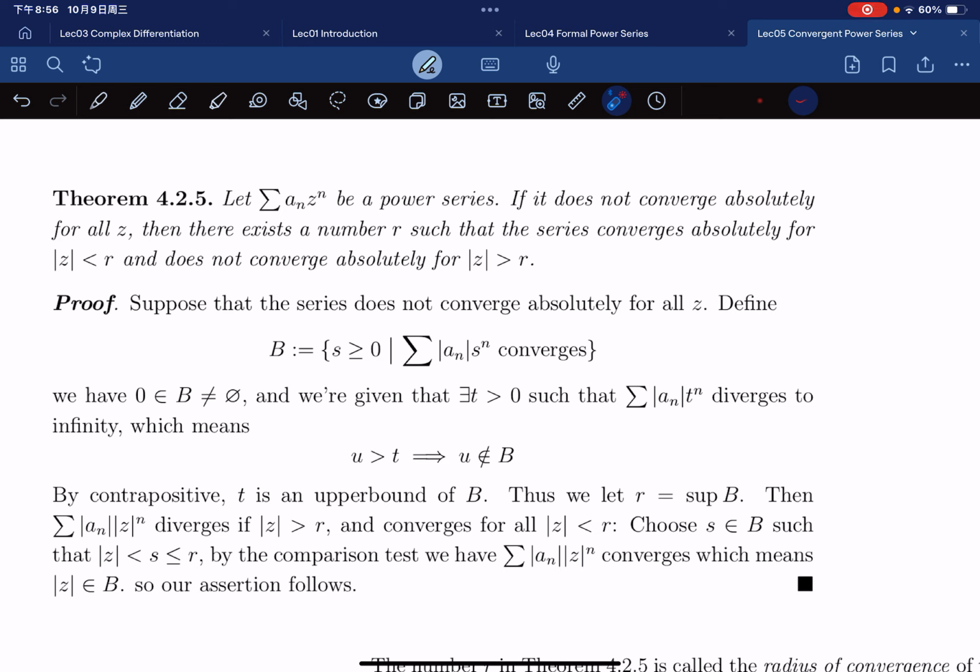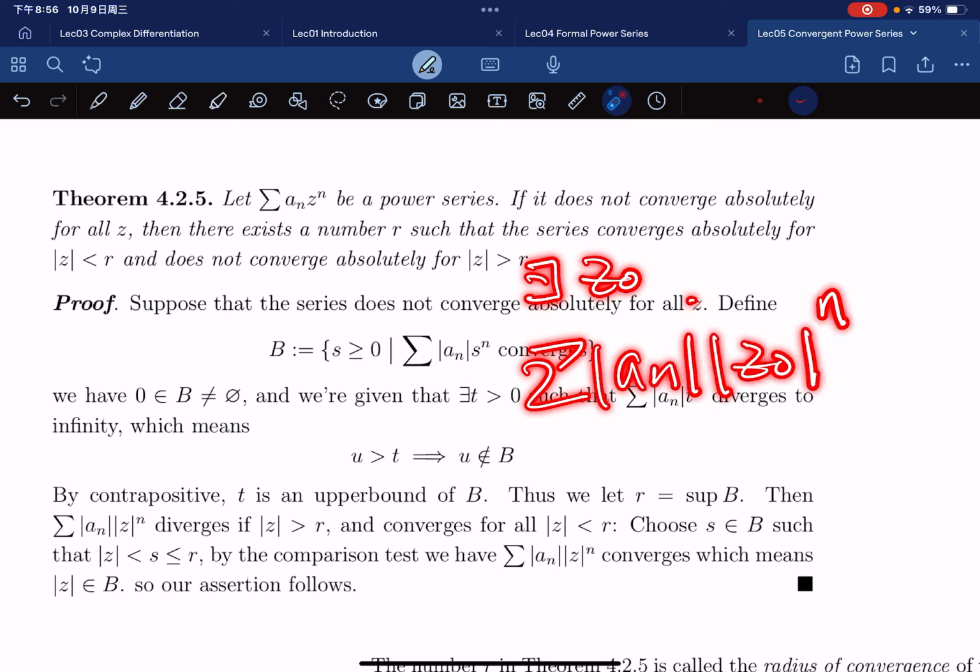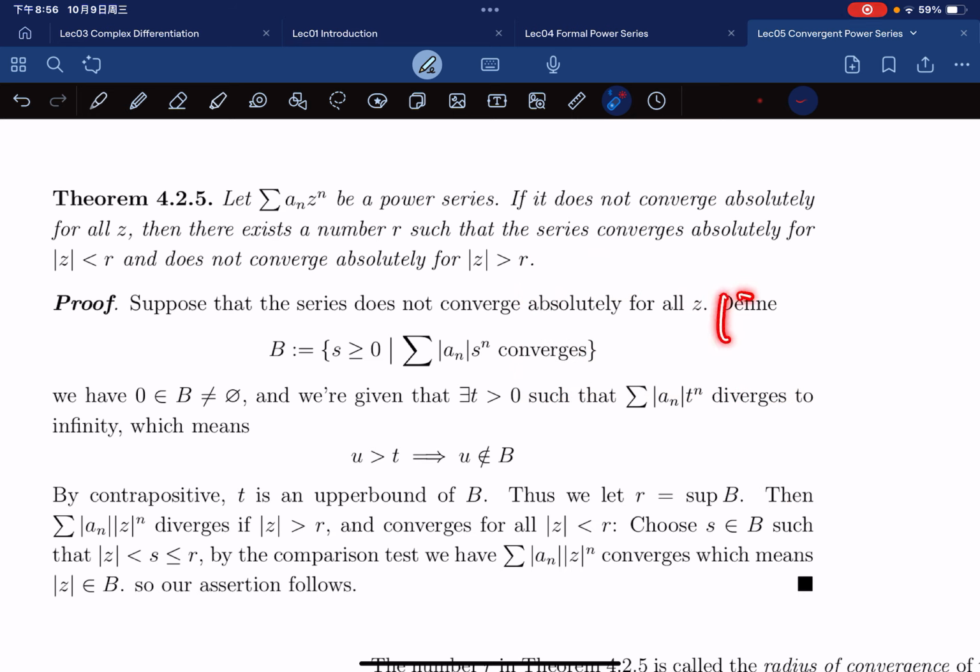So we have zero in B. So B is non-negative and non-empty, right? And we're given that there exists T such that this diverges to infinity. Because we said that it does not converge absolutely for all z, there exists some z naught such that the sum of a_n z naught^n diverges. If we just let z naught equal our T, so this is what I mean by there exists a T, the norm of this z naught is equal to T, such that it diverges to infinity.